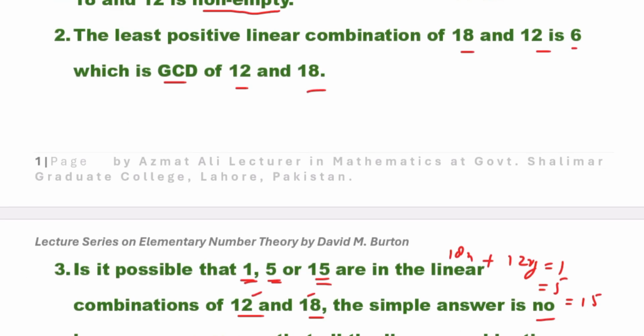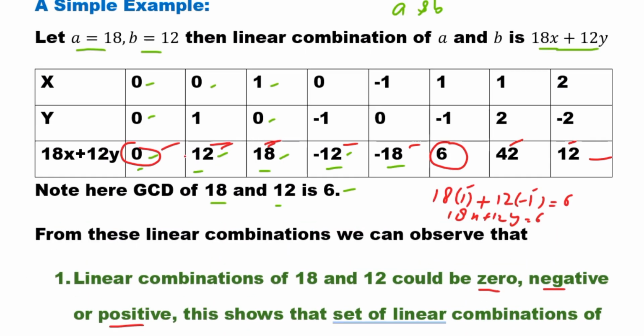You can see that in this linear combination, 6 was the GCD of 18 and 12, and this is the smallest positive number that can be expressed as a linear combination of 18 and 12. Now all other positive linear combinations are greater than this number 6. The only number that can also be written as a linear combination of 18 and 12 and is smaller than 6 is 0.